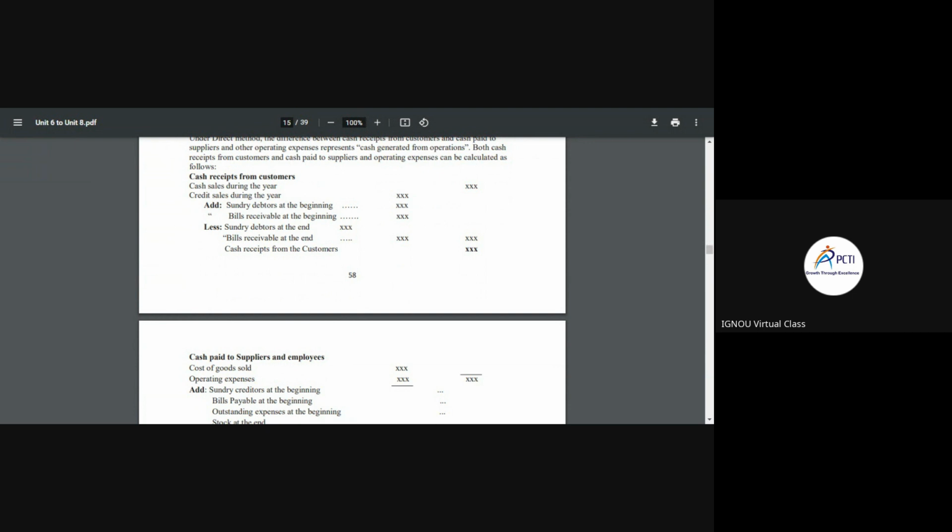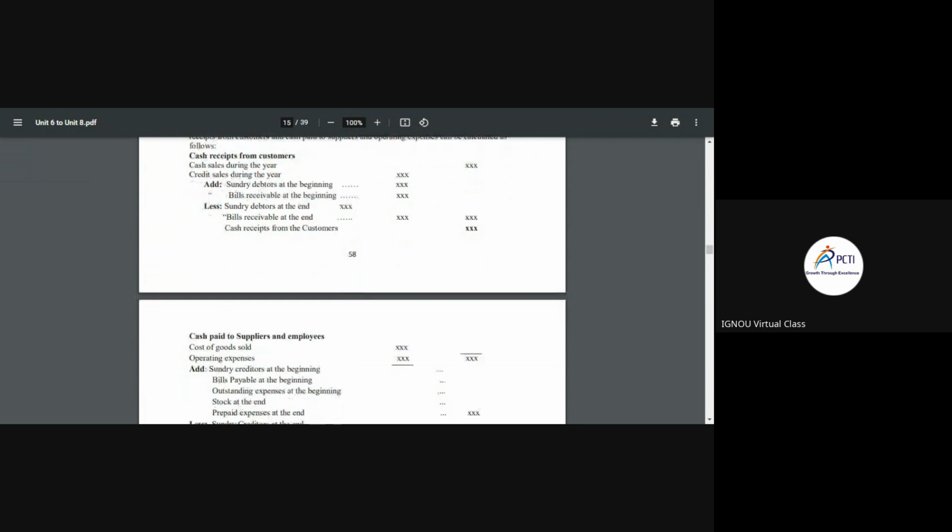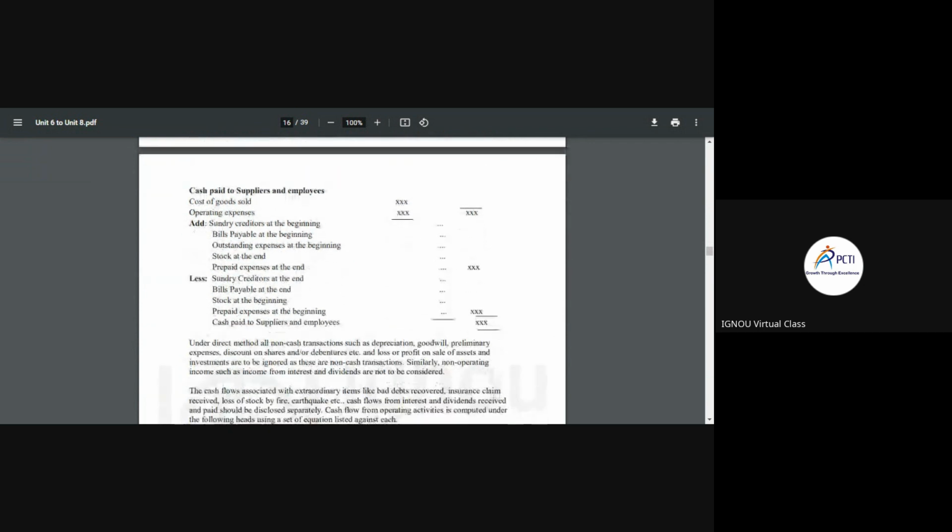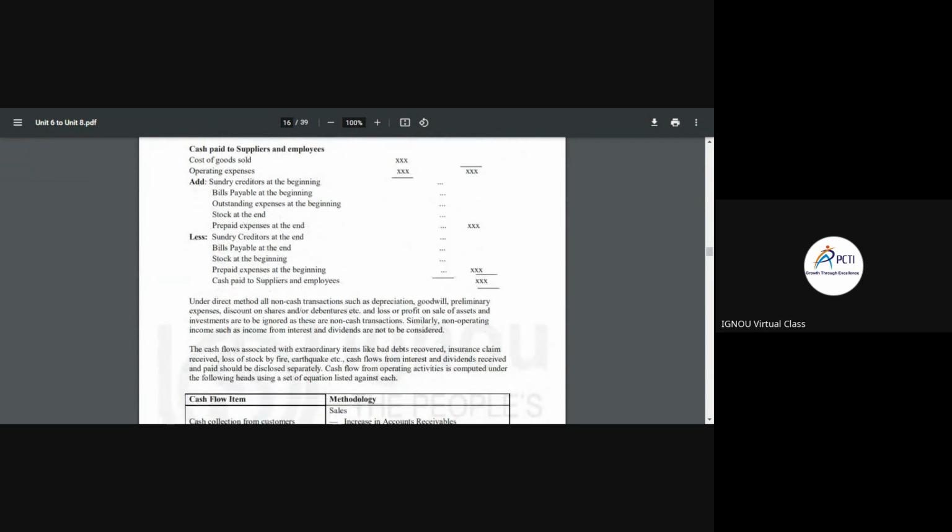Then we have cash paid to supplier and employees like cost of goods sold or operating expense. Then we add the sundry creditors at the beginning, bill payable at the beginning, outstanding expenses at the beginning, stock at the end, prepaid expenses at the end. Then we deduct sundry creditors at the end, bill payable at the end, stock at the beginning, prepaid expenses at the beginning, and cash paid to supplier and employees.